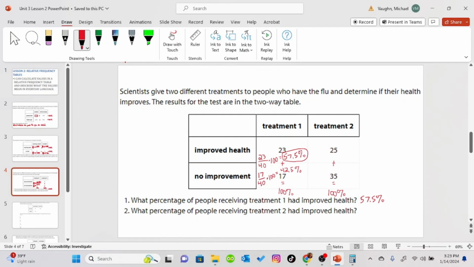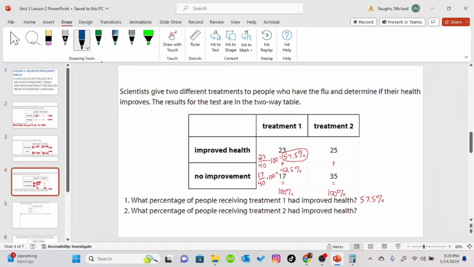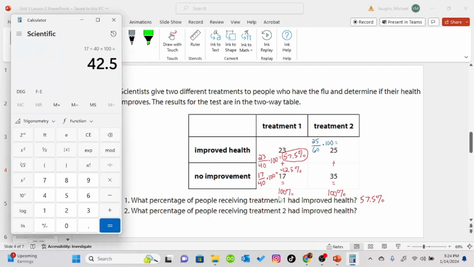Next, what percentage of people receiving treatment 2 had improved health? So now we're working down. We have 25. 25 plus 35 is 60. So we're going to divide that 25 by 60 and then multiply by 100 to get our percentage.